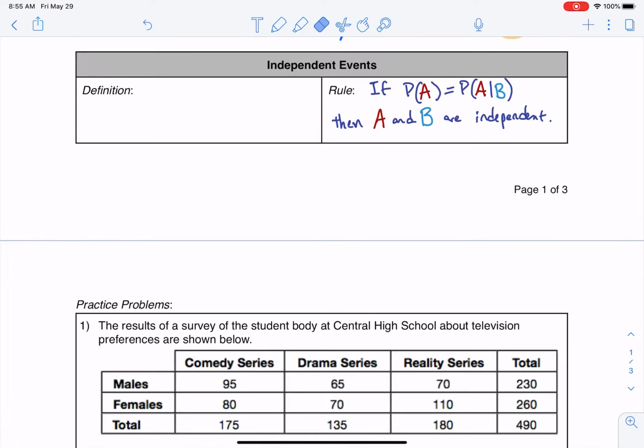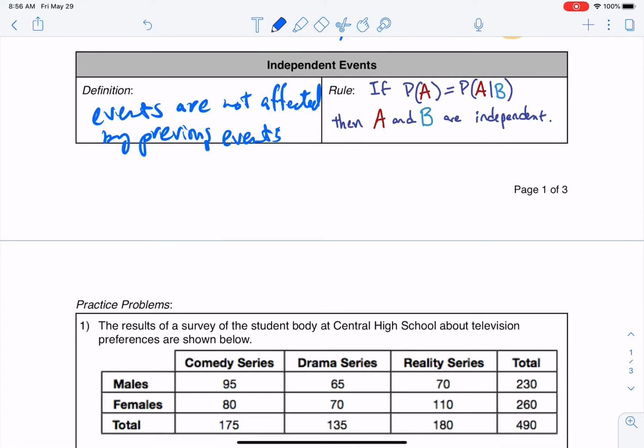So the definition of independent events, like we discussed before, is events that are not affected by previous events. So if you think about the most basic example that's often given in probability, when we flip a coin, if you land on heads the first time, that doesn't affect what's going to happen the next time you flip a coin. And that's a really important idea.